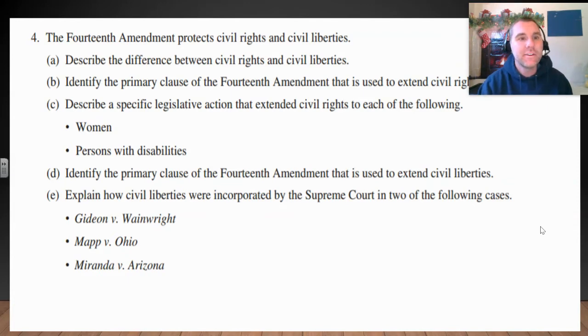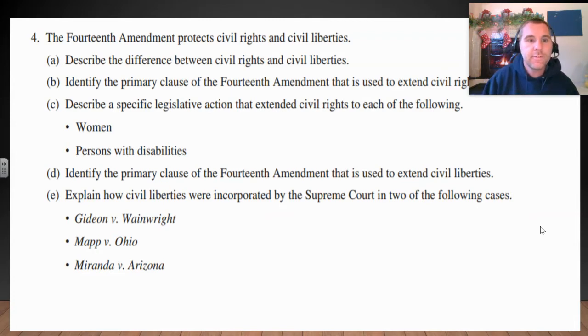Starting off, it says the 14th Amendment protects civil rights and civil liberties. You remember that? We said the 14th Amendment is key and that it has some of those provisions in there. So let's look at letter A. Describe the difference between civil rights and civil liberties. That's a great question to get you to think about. Obviously, one of them is basically trying to prevent the government from doing certain things. That would be more or less like civil liberties. These are protections, if you will, and civil rights are guarantees. They are actions the government must provide you, right?